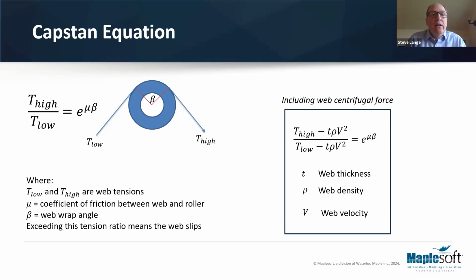But essentially, the coefficient of friction mu is a parameter that's unique to the web and the roller combination. It's not a material property. You have to look at both. And then the beta is the wrap angle. So if the high tension side, which can be upstream or downstream, exceeds this ratio, you will slip on the roller. And if the web is very heavy, then the equation on the right side of the page includes the centrifugal force with velocity and density of the web and thickness.